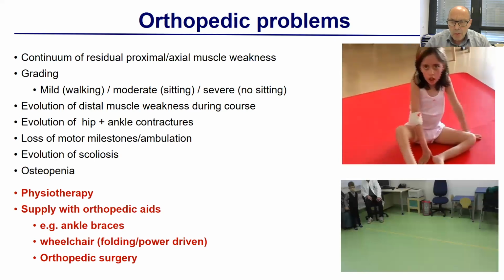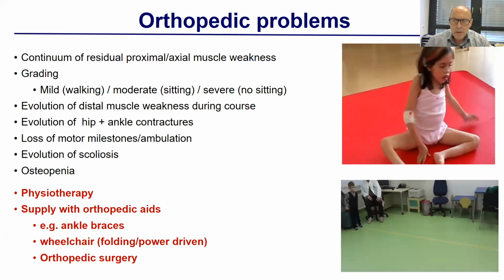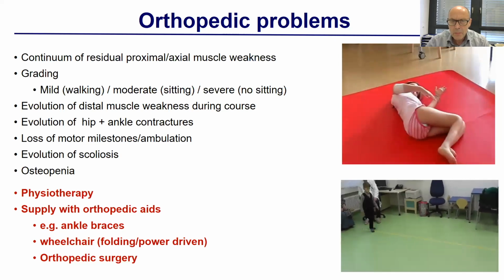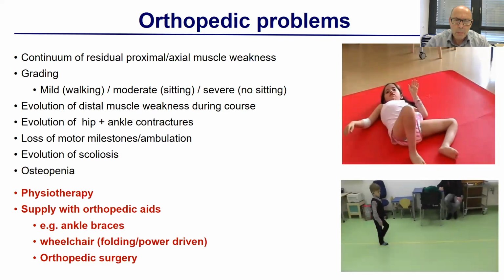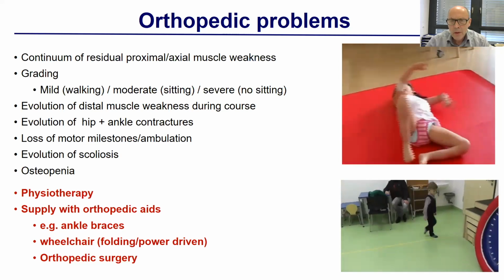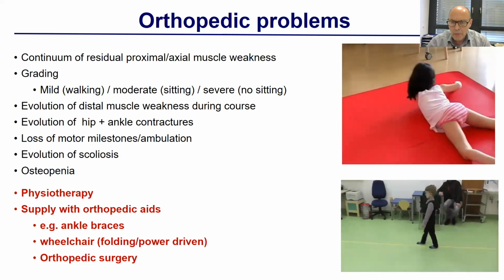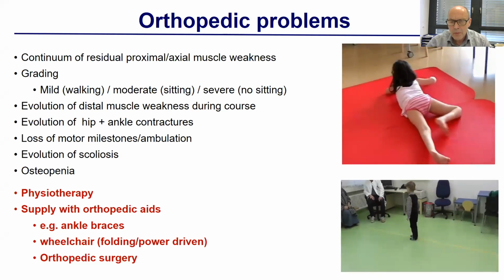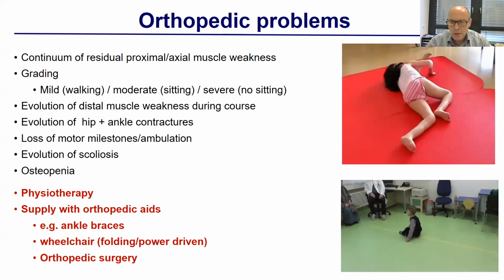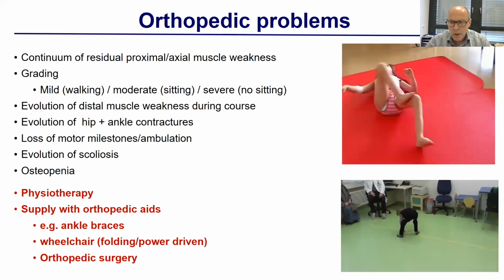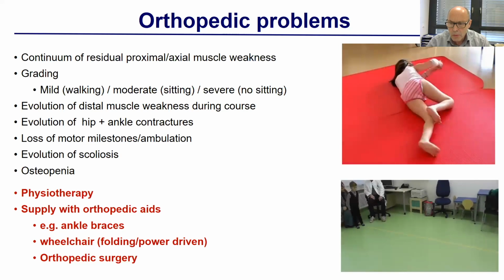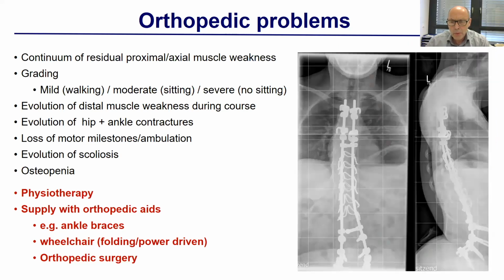So an important issue is orthopedic problems, and our children and also the adults have a residual muscle weakness. There is a continuum: you can have a mild, moderate, or severe muscle weakness. The problem we have, especially in children, is that patients initially have a proximal muscle weakness, but over time the feet and the hands are also involved. Many of our patients develop contractures and scoliosis. That's also a problem, and osteopenia is also something that is underestimated in this population.